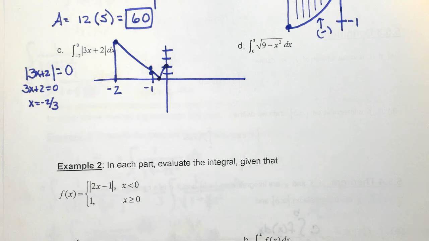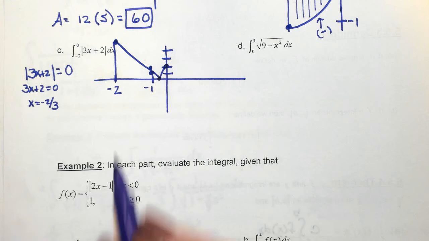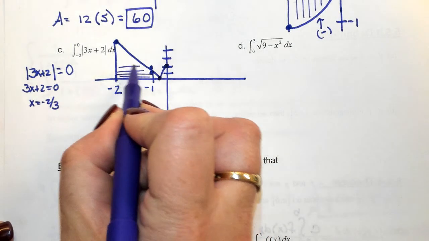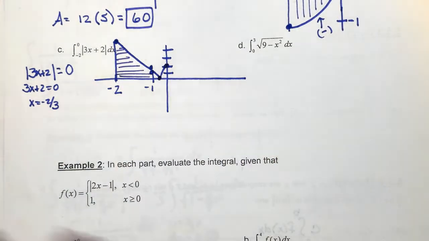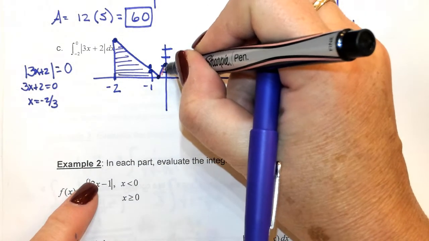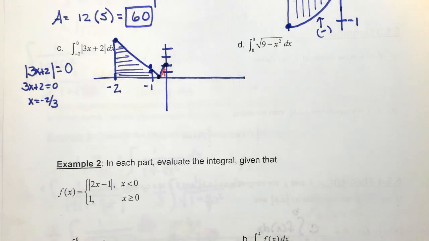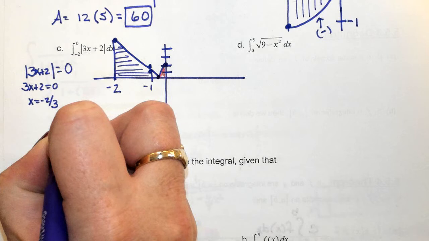So now, what kind of shapes do I have here? I have two what? Triangles. So here is triangle number 1. Here is triangle number 2. So all I need to do is find the area of each of these 2 triangles, and then I'm going to add them together. So the area of my first triangle.